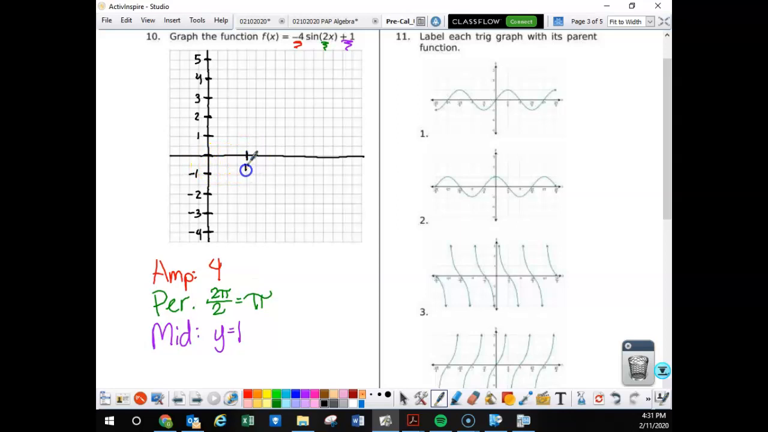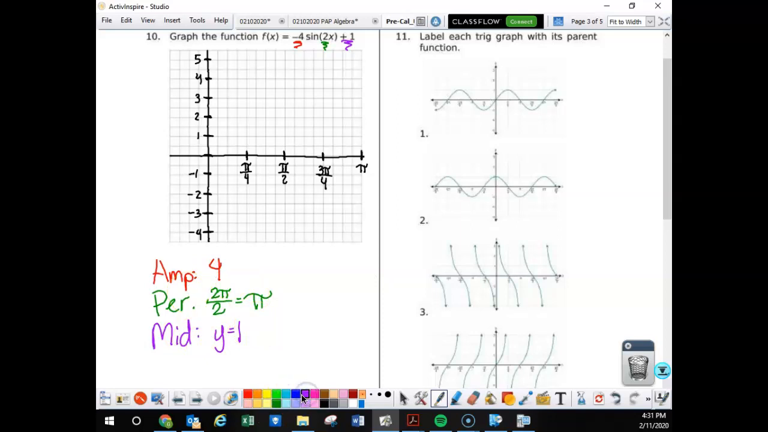This is pi over 4. 1, 2, 3, 4. This is pi over 2. 1, 2, 3, 4. Or no, sorry, 3 pi over 4. And then 1, 2, 3, 4, this is pi. So this is what I chose. You can choose whichever you prefer. And so now I can start using all these key features.